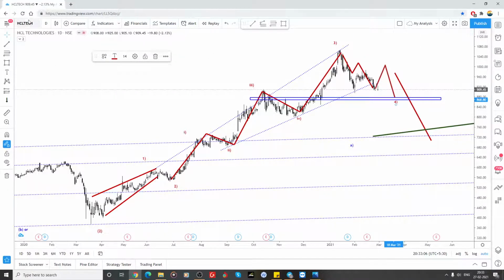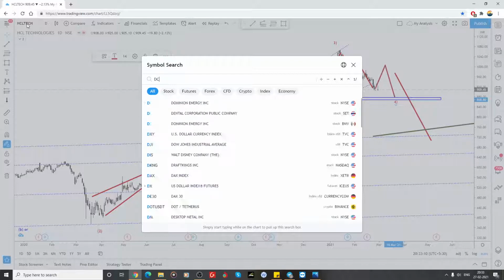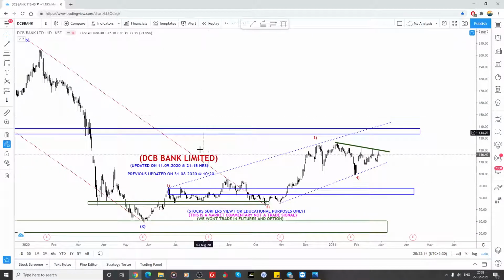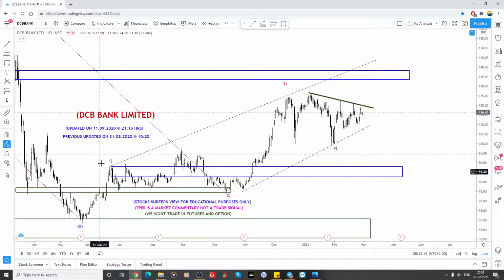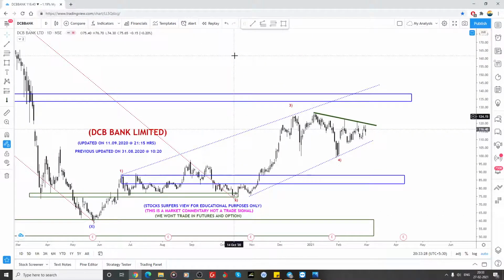So let's move on to the bank stocks. Bank stocks also, DCB Bank. So here also I took this as a leading diagonal. So ABC is a 1, ABC is a 2. So here it's ABC as a 3, or 1 2 3 4 5. Here is a 1 2. So this is the end of the third.